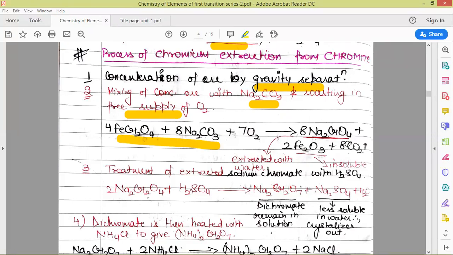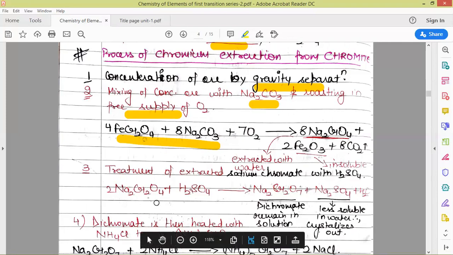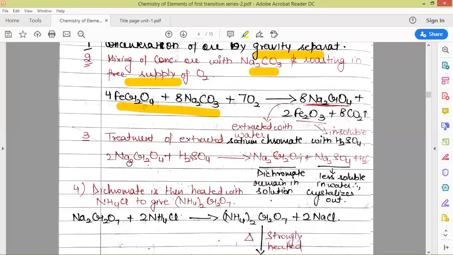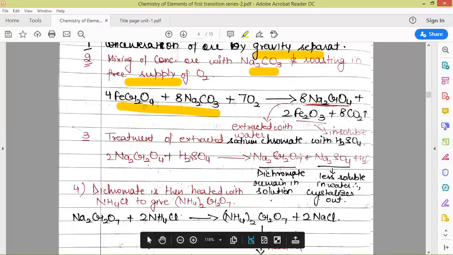So this extracted sodium chromate is then treated with H2SO4 in the next step, and we get sodium dichromate from sodium chromate. This dichromate remains in solution because it is soluble in aqueous, acidic medium, and the second component formed along with it is sodium sulfate. This is very less soluble and is crystallized out.